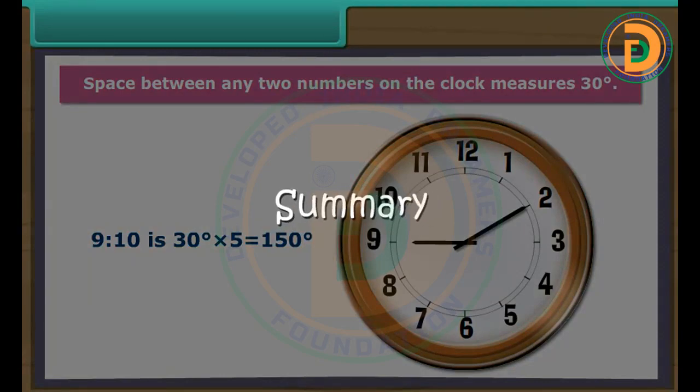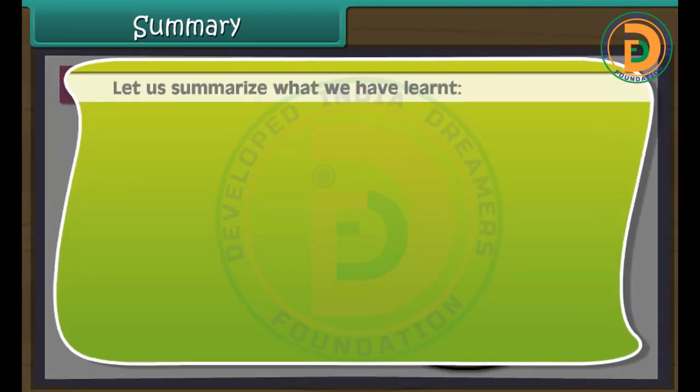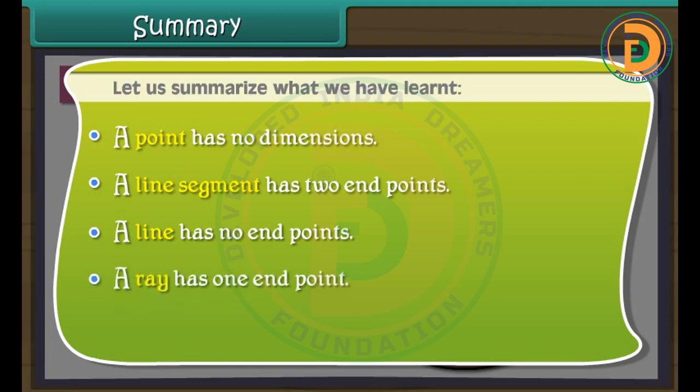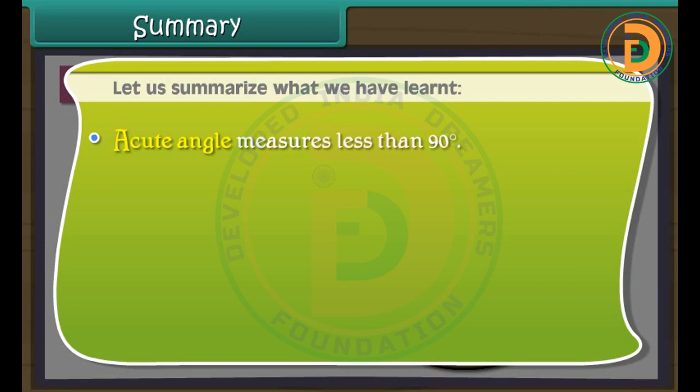Summary. Let us summarize what we have learned. A point has no dimensions. A line segment has two endpoints. A line has no endpoints. A ray has one endpoint. A right angle measures 90 degrees. An acute angle measures less than 90 degrees. An obtuse angle measures more than 90 degrees.